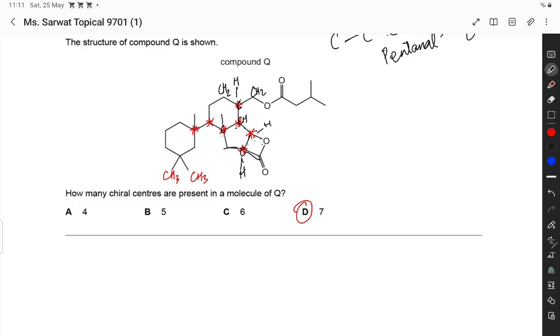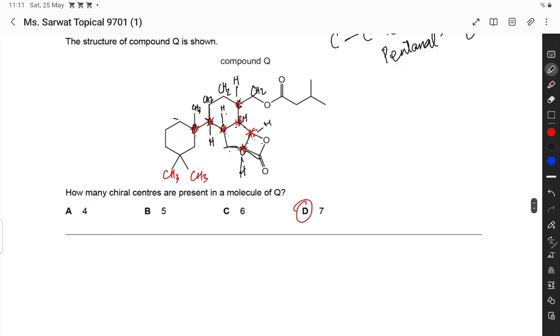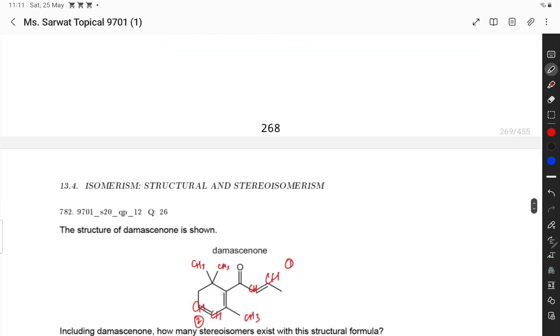This carbon over here has 1 hydrogen, and 1 group this side, 1 this side and 1 this side. This is also a chiral carbon because it is surrounded by CH2, hydrogen, and another different carbon atom, a different functional group. This is CH3, different groups. This side is also different. So that's why this is also chiral. In this way we have 1, 2, 3, 4, 5, 6 and 7 chiral centers. So how many chiral centers are present in the molecule of Q? 7 chiral centers are there.